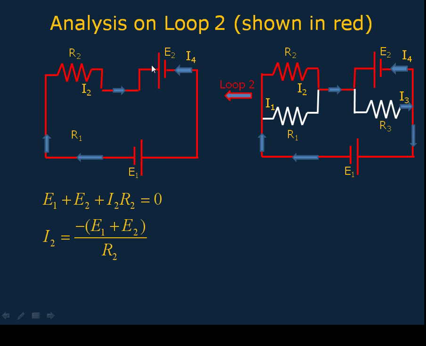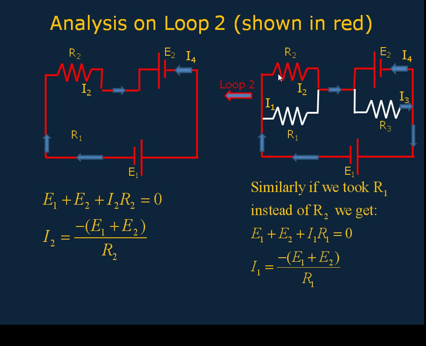I'm gaining another potential E2, and when I come here, I defined my I2 going in the opposite direction to which I'm traveling. So normally I would write this as minus I2 R2 if there was a voltage drop, if I was going in the same direction as the current, but my current is now opposite, so I have to write this as plus I2 times R2. So the sum of all three, of course, is 0. So that readily gives us the current I2 in terms of known quantities.